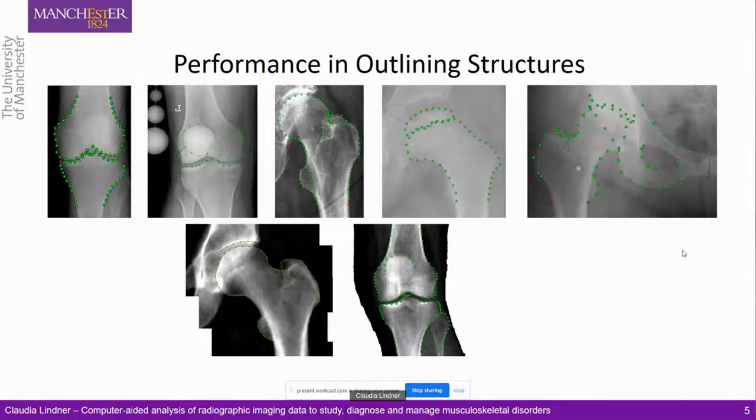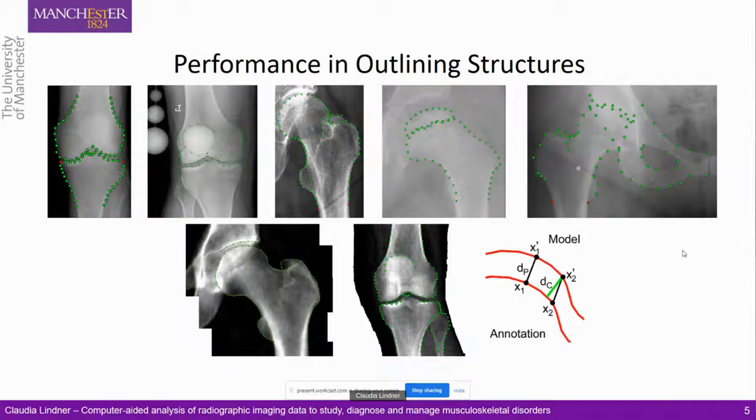And beyond X-rays, we've also been using it for different imaging modalities, such as DEXA images. And so when we assess the performance of the technology to automatically outline structures, we use a metric that we refer to as point-to-curve error. And that basically is the distance between an automatically located point position and a curve fitted through the relevant ground truth points for that particular image.